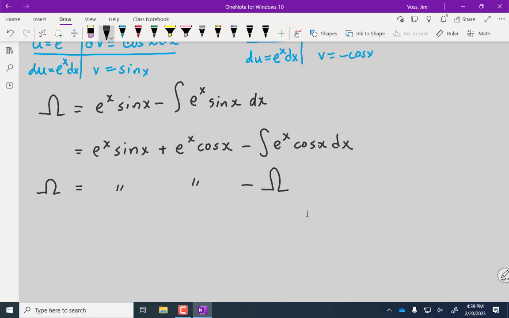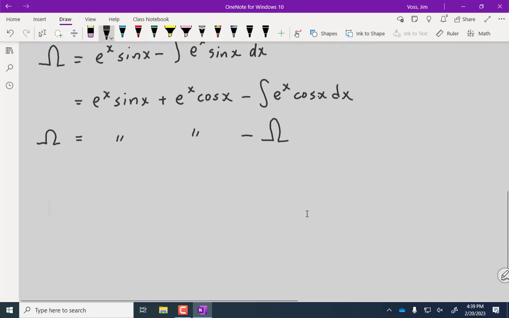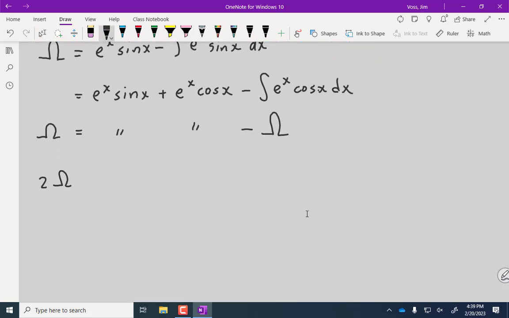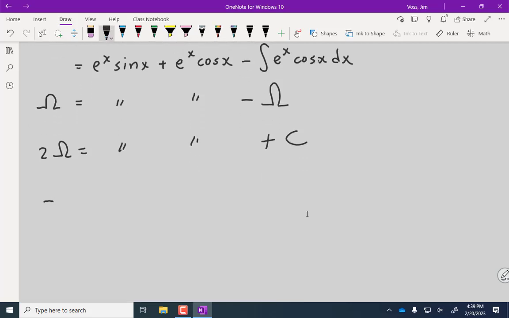Okay, so twist. When you have two omegas, twist them together. How many omegas are on the left? Two omegas. Plus c. As soon as you twist your omegas, make sure you put a plus c. And then we divide by 2. Excellent. Integration by parts with a twist.